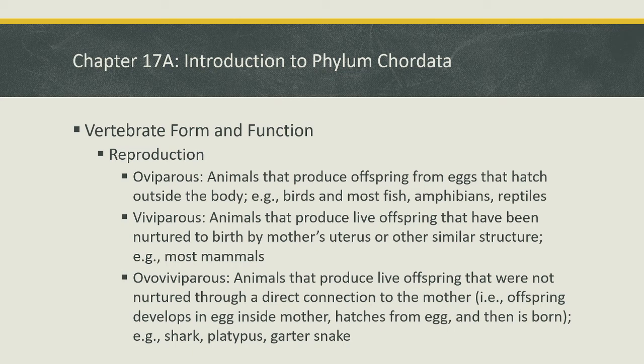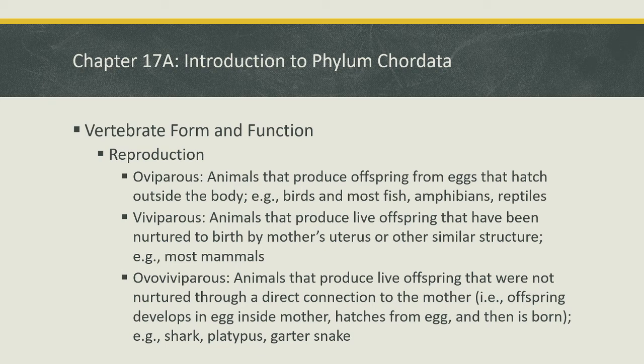All right, so oviparous. They are animals that produce offspring from eggs that hatch outside the body. So, an animal lays an egg, the egg develops, and then the offspring hatches out of the egg that is outside of the body. And this is birds and most fish and amphibians and reptiles. So, most fish, amphibians, and reptiles.